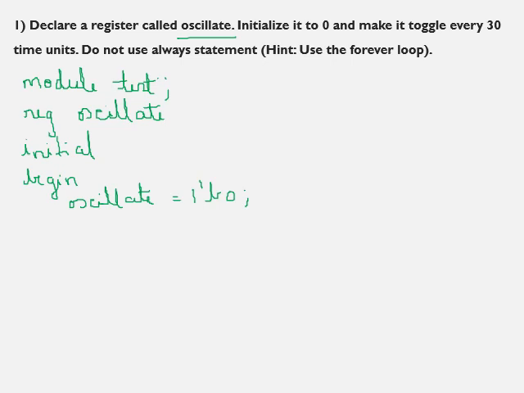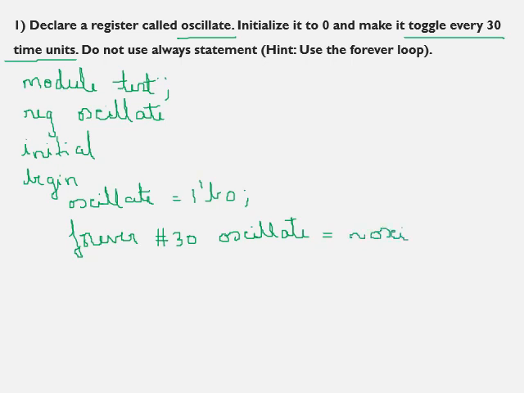Now make it toggle every 30 time units, use forever loop. So forever, #30 toggle. So this is the same thing what we used to do to generate the train of clock pulses. Oscillate equal to not of oscillate. End module.